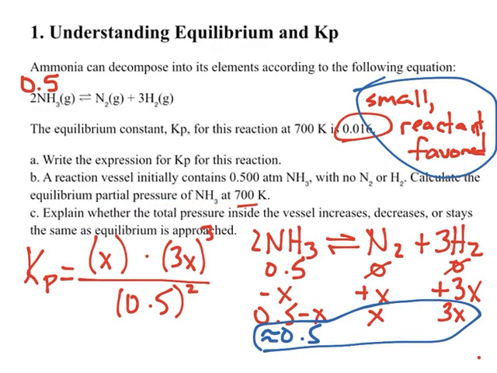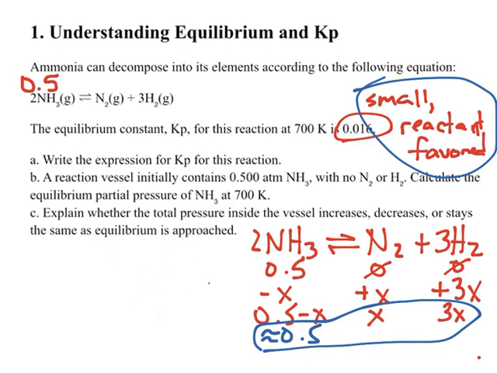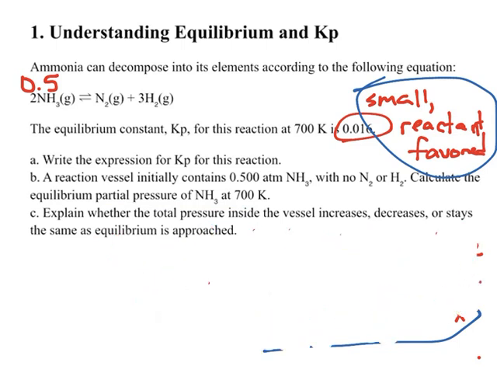Okay, so moving on to part C, let's clear this out. Part C: explain whether the total pressure inside the vessel increases, decreases, or stays the same as the equilibrium is approached. Well, consider at the beginning there was 0.5 atmospheres of this, but none of this and none of this. Well, we know this equilibrium, even though it's not going to shift very far to the right, it has to progress to the right. There has to be some of each of these present for equilibrium to exist. So because of that, some of this will be lost to turn into product.